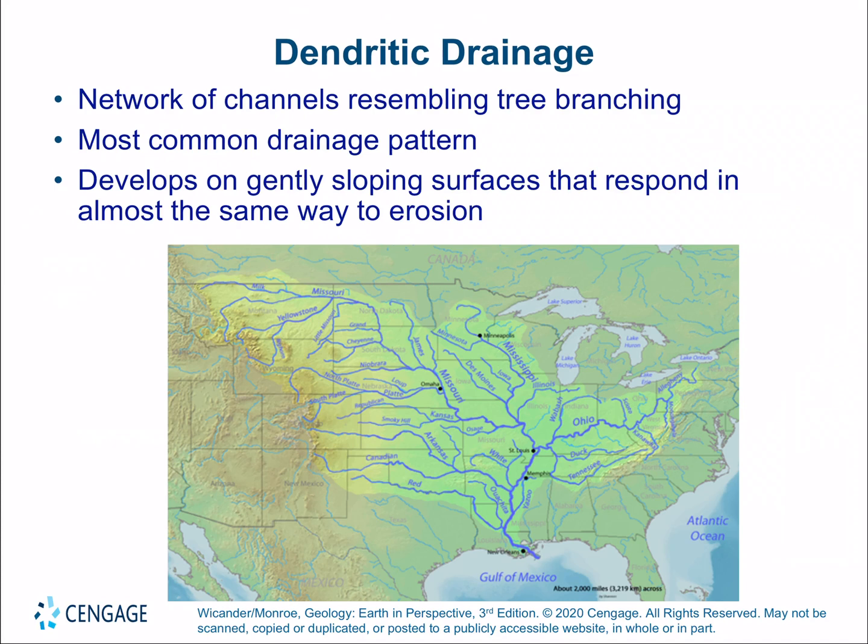It's going to be the most common pattern, and you're going to see a dendritic pattern on gently sloping surfaces that all respond in the same way to erosion. And you can see this picture. It looks like the branching of a tree, all the network of channels that are funneling into that main river.